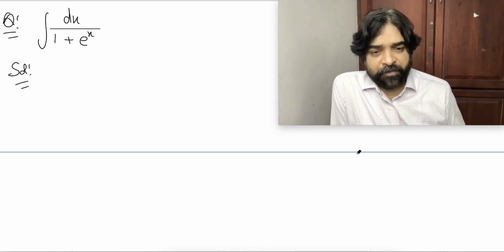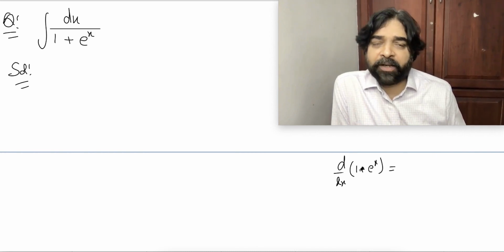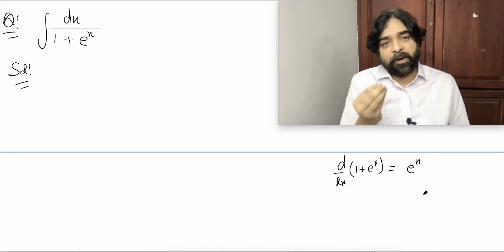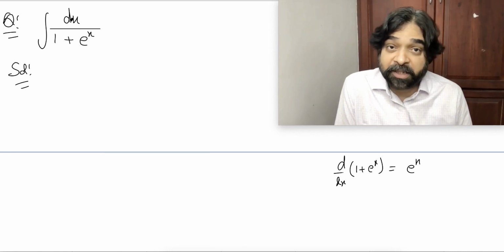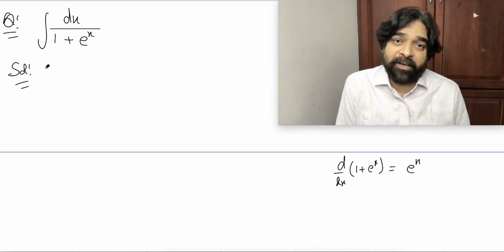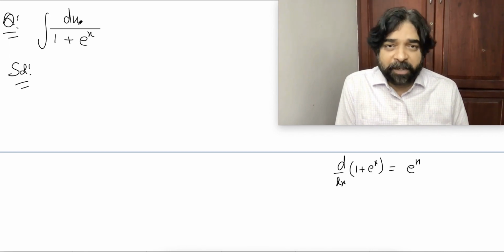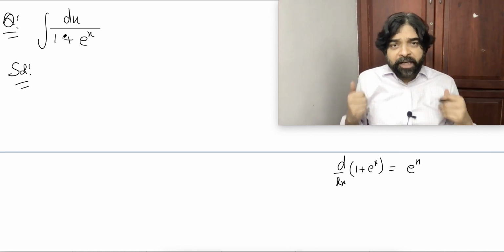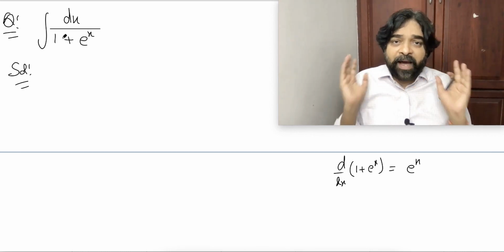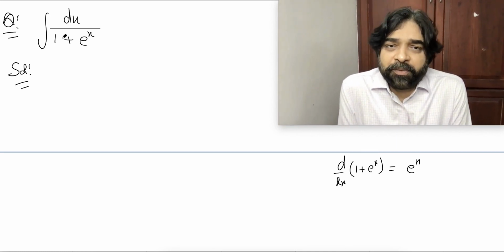1 plus e power x differentiation: 1 differentiates to 0, e power x differentiates to e power x. Means 1 plus e power x differentiates to e power x itself. E power x is not there in the numerator. And I cannot divide and multiply because e power x is a variable. Anything variable with respect to x, I cannot multiply it. A constant we can, whatever constant I need, I can bring. But a variable I cannot bring. There is a problem. So what should we do?